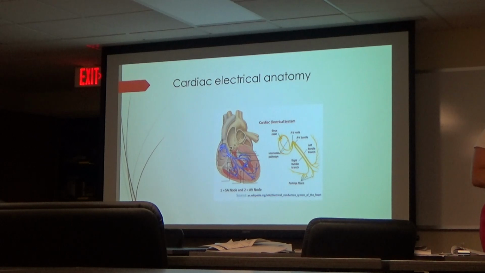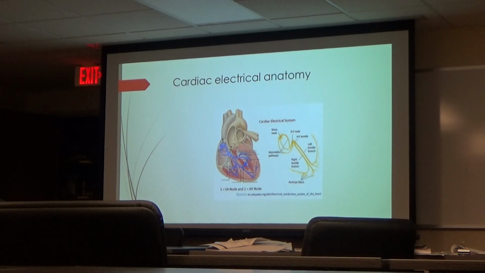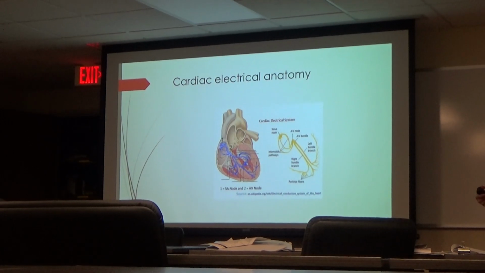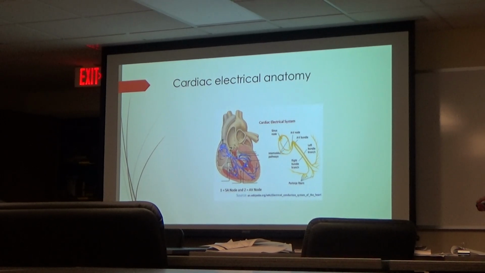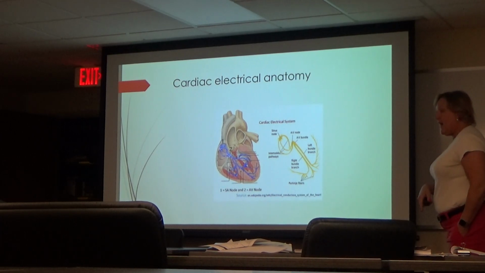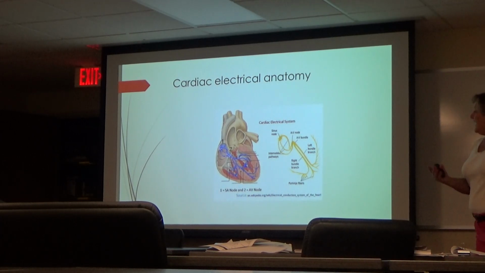The SA node and the AV node do not fire like they should. The ventricles will pick up, but that has an intrinsic rate between 20 and 40 beats per minute. One other thing to note: if you have no P wave and the AV node doesn't take over, the ventricles will, and it's going to be a wide complex a lot of times for these patients.